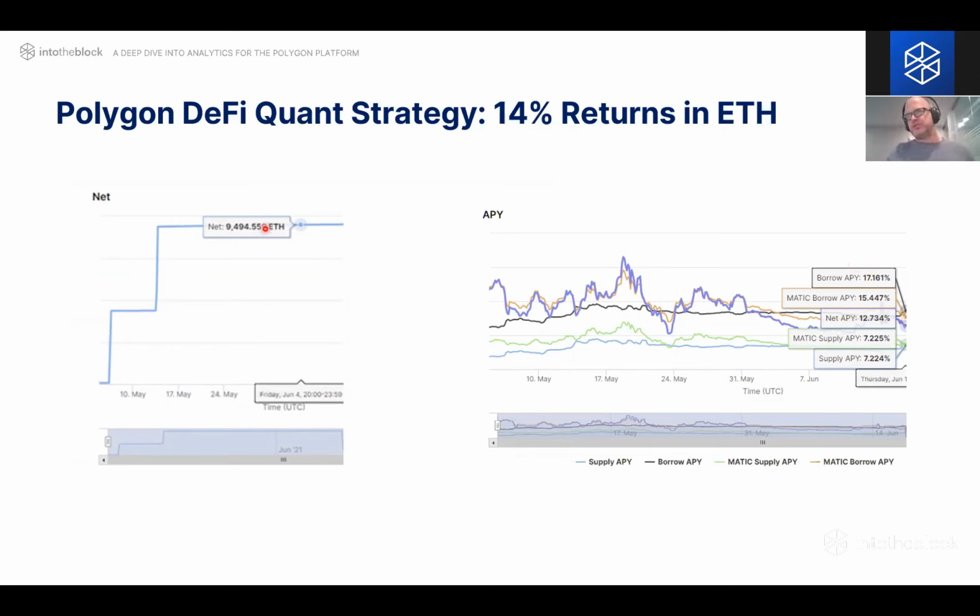And this is a position with about 9,400 ETH. So these are very sizable positions, but these strategies take advantage of that sort of duopoly between protocol rewards and Matic rewards accelerating those, which is very unique in the Polygon ecosystem today. It is unlikely to be the case in a few months from now.